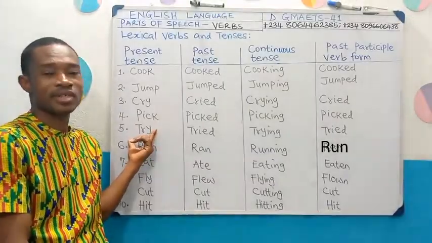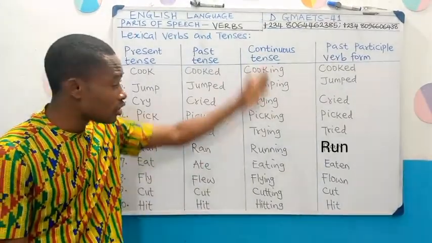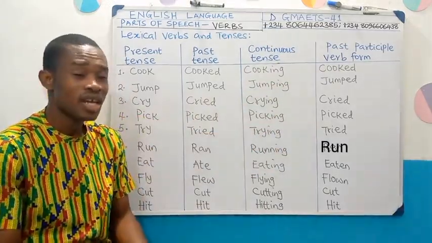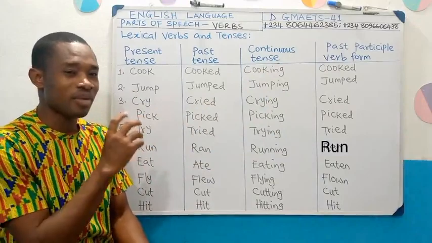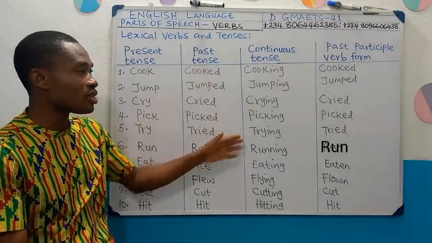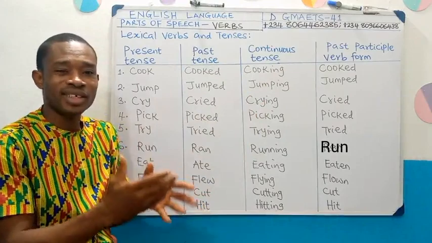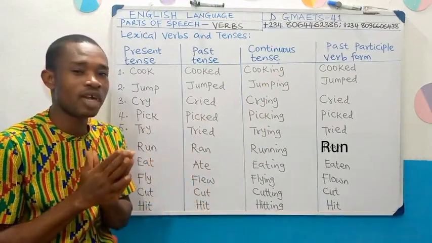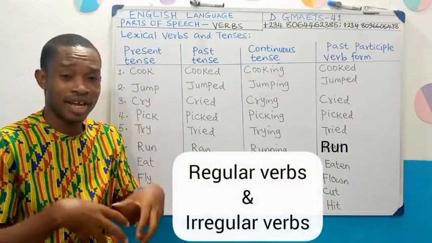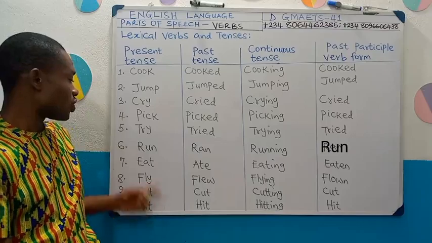Number five, present tense, try. Past tense is tried. Continuous tense is trying. Past participle verb form is tried. Now I want you to take note of something here. Verb number 1 to 5, their past tense and past participle verb form ended with what? Ed. Please take note of that, because I'm going to talk about regular and irregular verb at the end of this video. Let us move on to number 6.